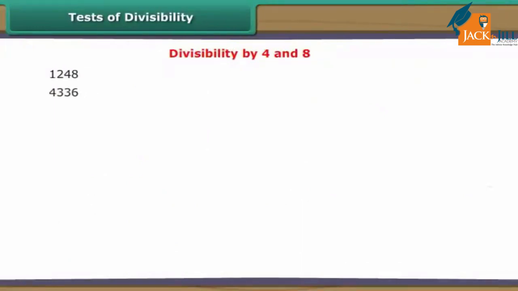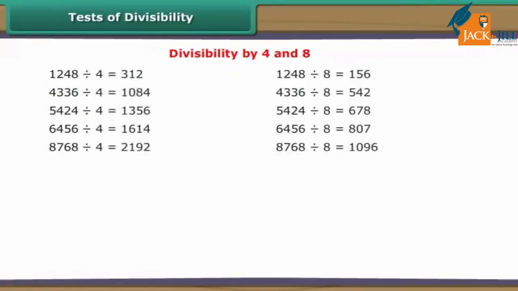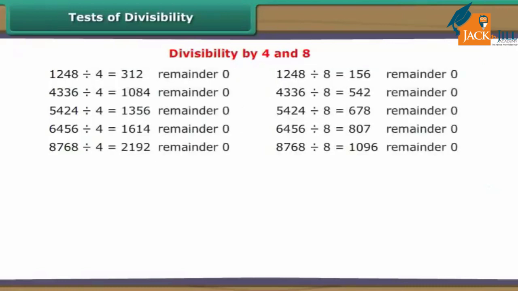1248, 4336, 5424, 6456, 8768. Let us divide them by 4 and 8. 4 and 8 divide them all exactly, leaving no remainder.